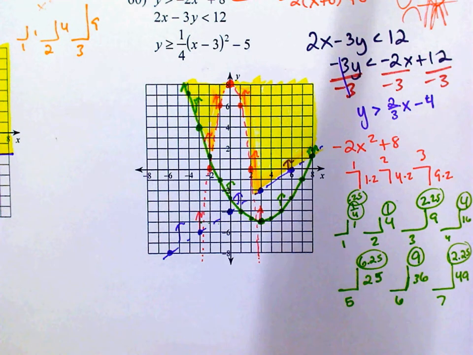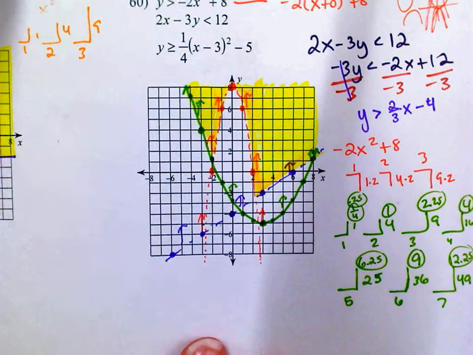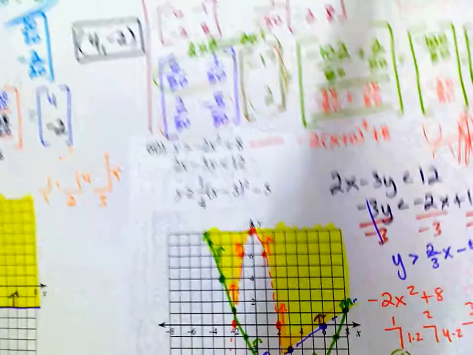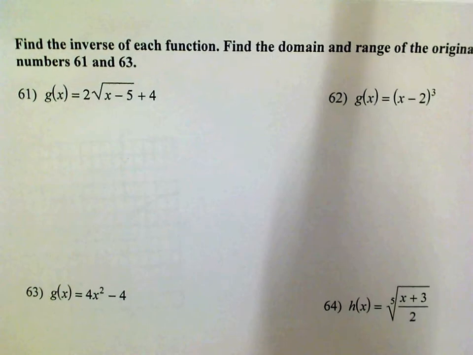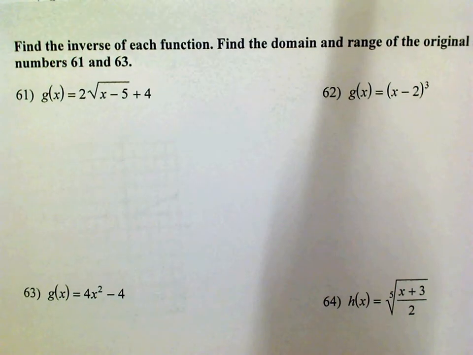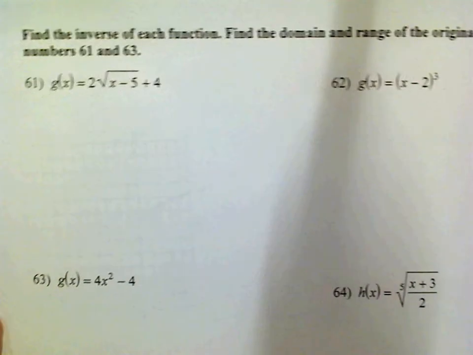Okay, let's go to 61. Find the inverse of each function, and find the domain and range of the original and its inverse on numbers 61 through 63. 61 and 63. So 62 and 64, you don't need to find domain and range.